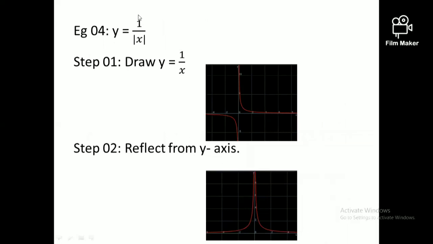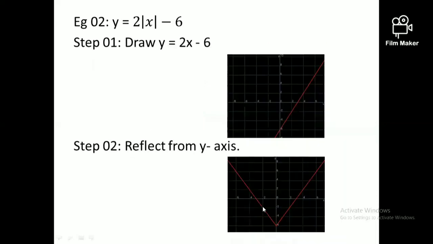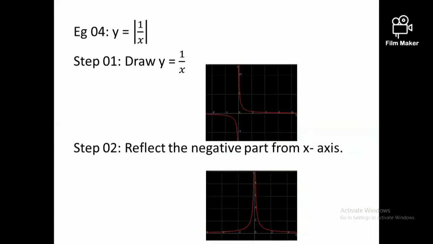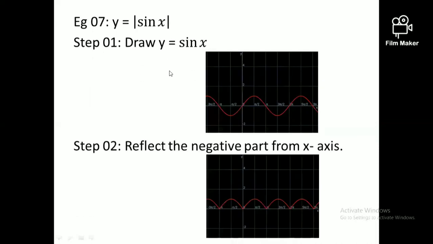Then let's try to draw the 1 over modulus of x graph. First you have to draw the 1 over x graph. Now you have to erase the negative part of the graph and reflect from the y-axis. Therefore you can draw the graph over here. If you work it out, you will understand that if you draw the modulus of 1 over x graph and the 1 over modulus of x graph, both graphs are the same here. Keep in mind about this graph. Then if you go ahead with the 1 over x graph, it's the same. Okay, it's obviously similar, right?